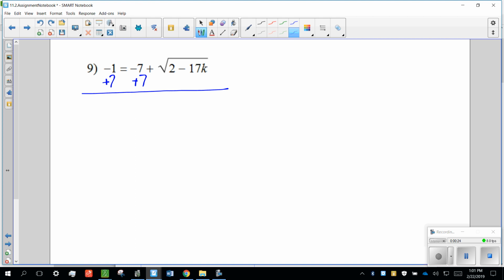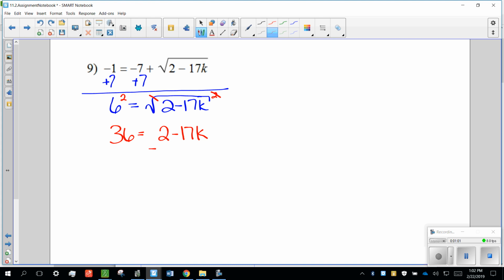So we're going to add 7 to both sides so that we get 6 equals the square root of 2 minus 17k. So that now that square root sign's by itself. Once we have the square root by itself, we're going to square that. The inverse operation for a square root is to square it so that those will cancel each other out. But if I square one side, I have to square the other side. So 6 squared gets me to 36. And then I don't have a square root on this side.